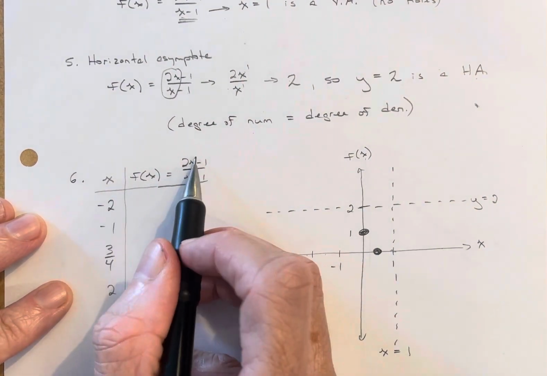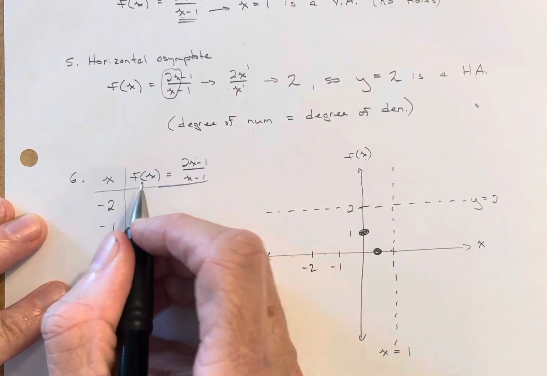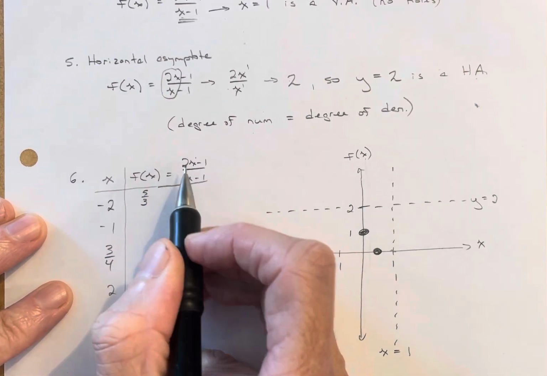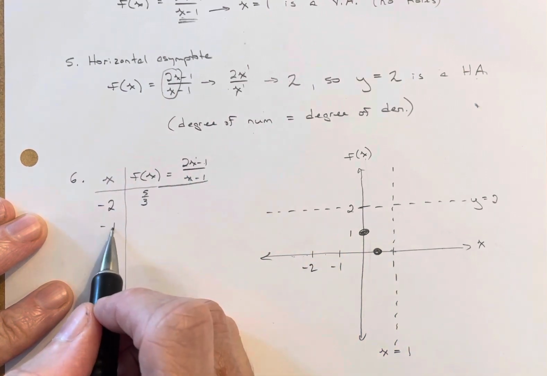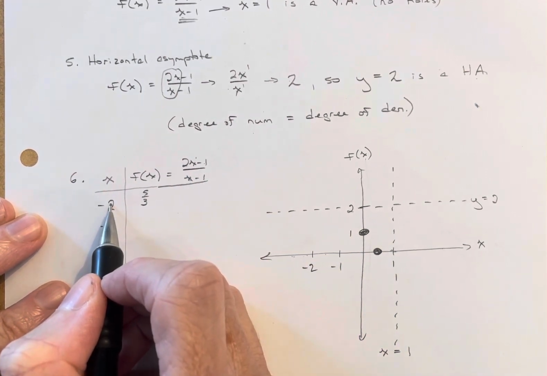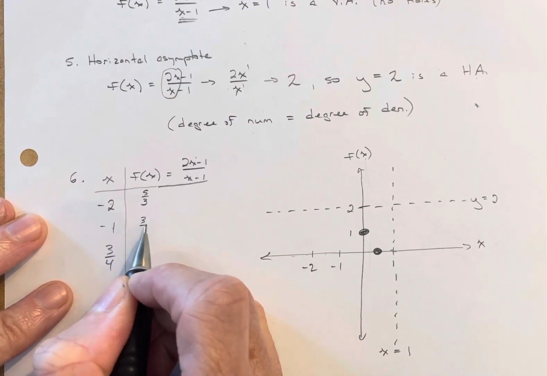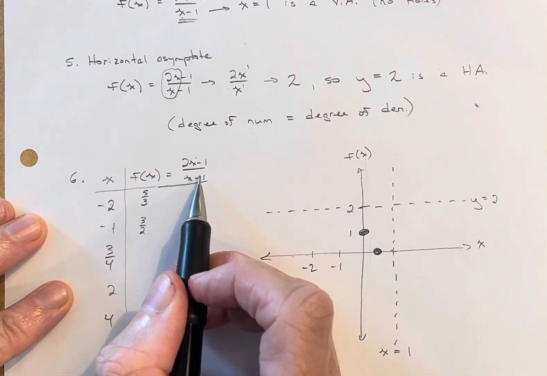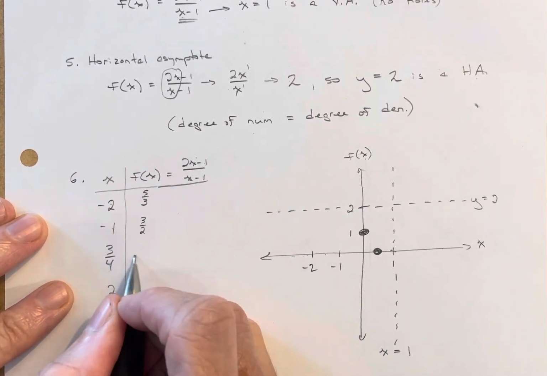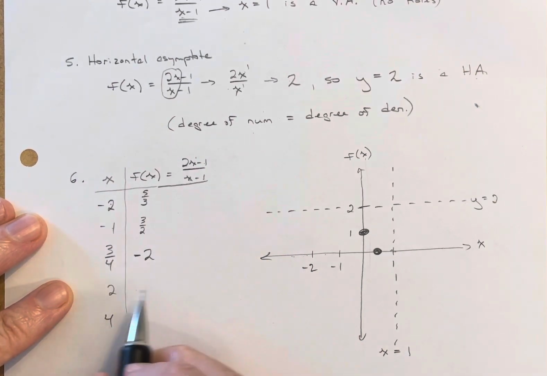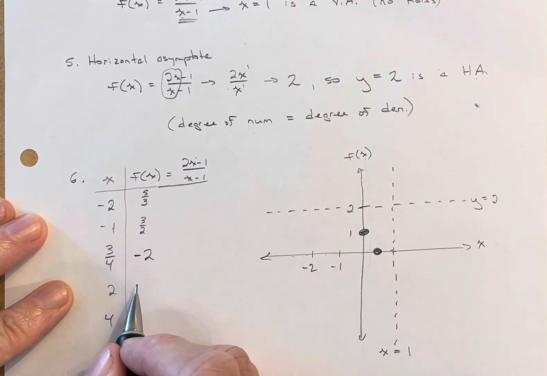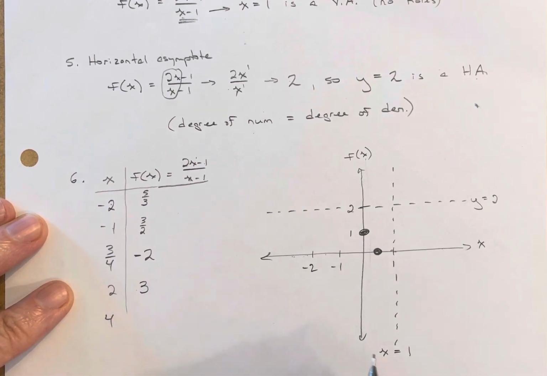If I put 2 in here, I get 5/3. If I put -2 in here, I get 5/3. -1 goes in, out comes 3/2, and I've already done the math. 3/4 goes in, out comes -2, and these are points. 2 goes in, out comes 3. Is that right? I believe so, yes. And 4 goes in, out comes 7/3.